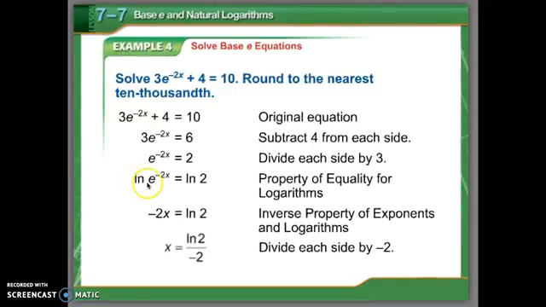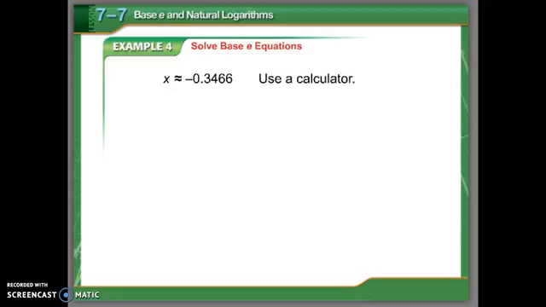The natural log of e is defined to be 1. So this is just negative 2x times 1 equals natural log 2. We're going to divide both sides by negative 2. We're going to type this number in the calculator and get our answer. That number comes out to be negative 0.3466. So that is our final answer for x.